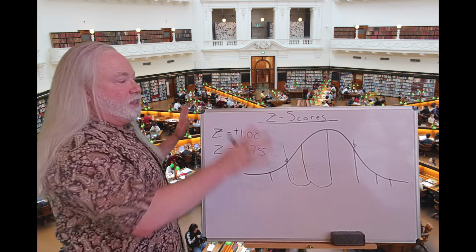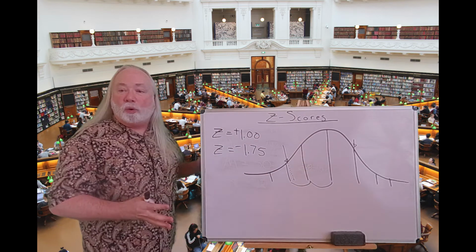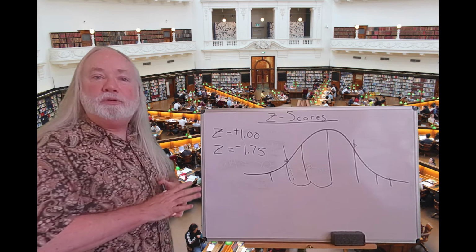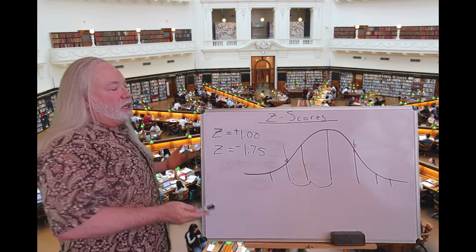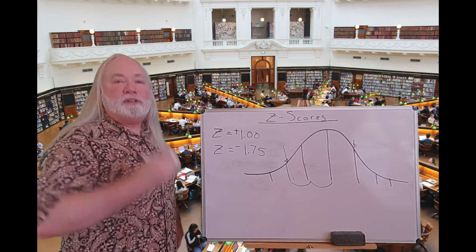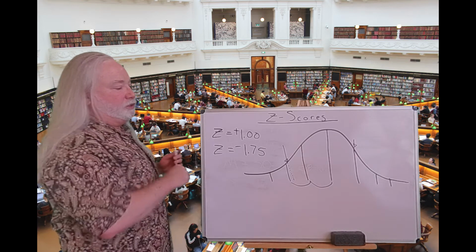So that's the gist of all a z-score is. Now, of course, we'll have to look at how to calculate them and use them for other things. But that's all it is. Is it above the mean or below the mean? And how far exactly as measured in standard deviations.